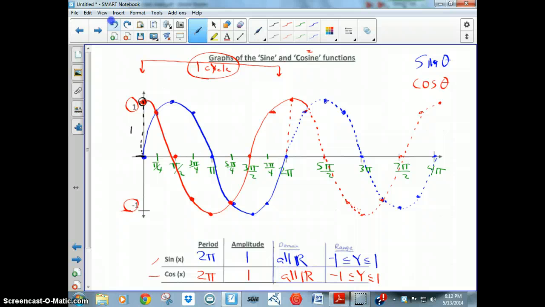If you need to pause the video again, please do to copy that information down. But now we should have our cheat sheet completed for both the sine curve and the cosine curve.